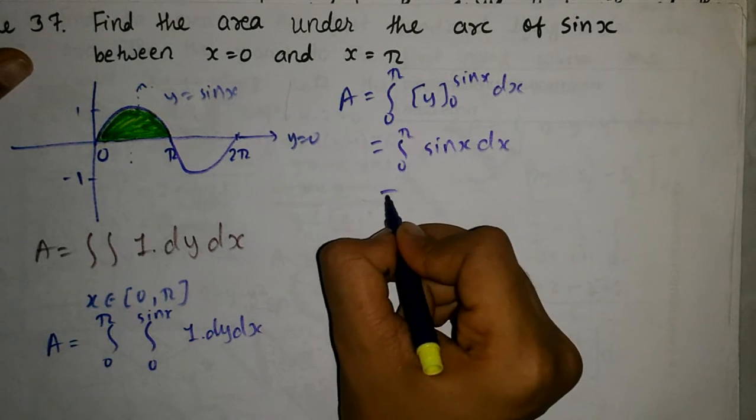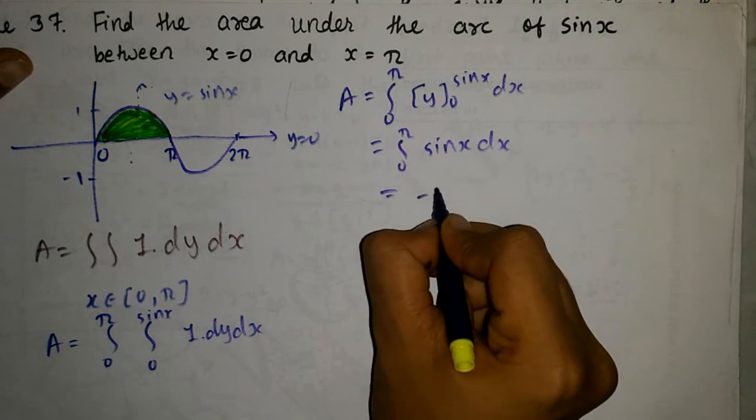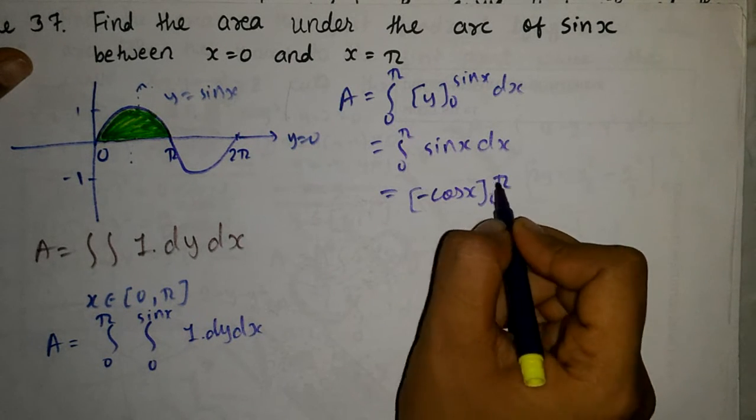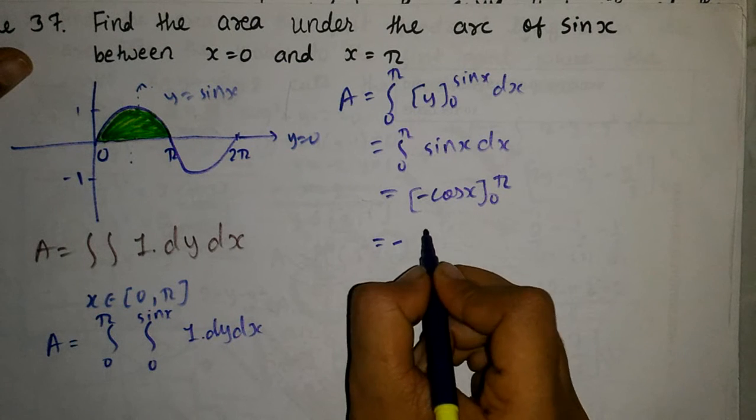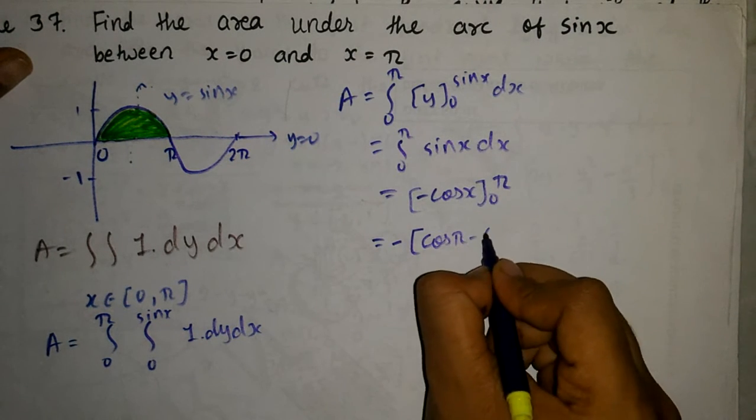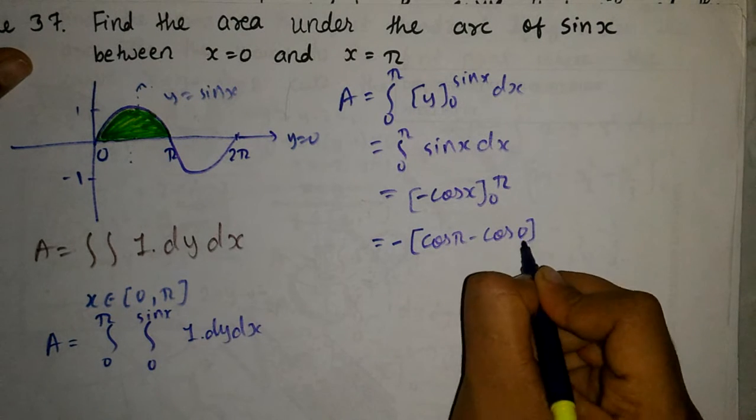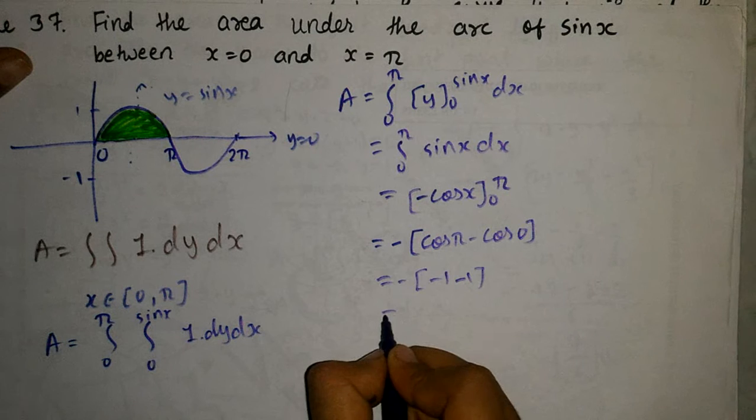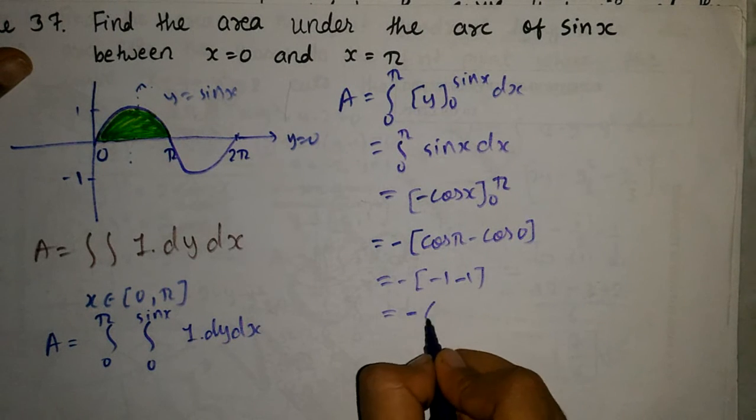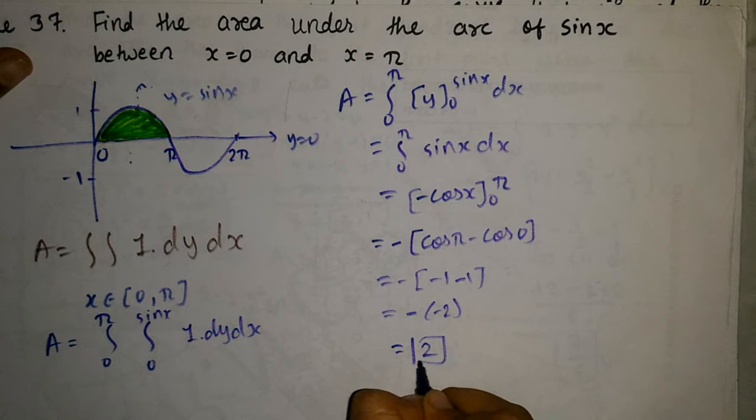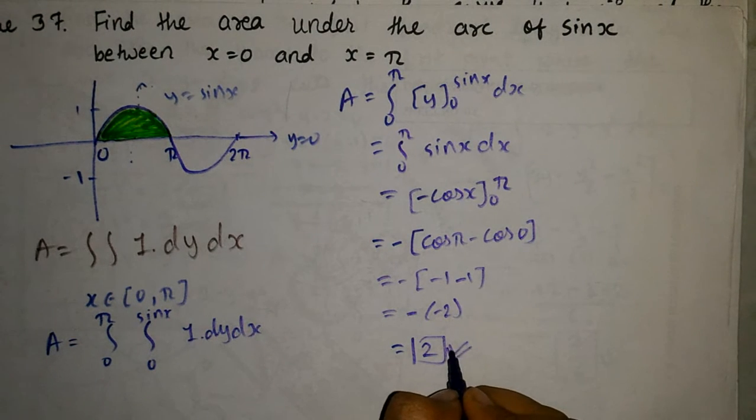Now integrate sin x. Integration of sin x is minus cos x. It's limited from 0 to pi. Now take out minus outside. So put upper limit minus lower limit. So we know that cos pi is minus 1 and cos 0 is 1. So minus 1 minus 1 is minus 2. Minus 2 into minus 1 is 2. So 2 is our answer. I hope you understood this question.